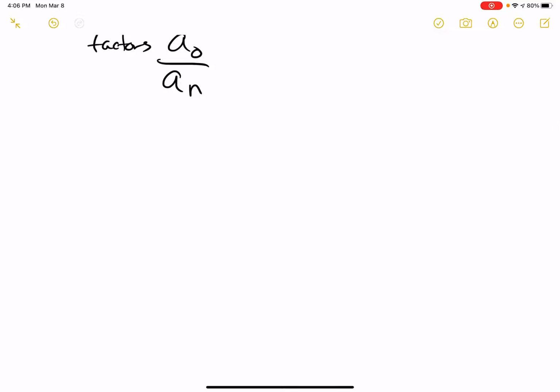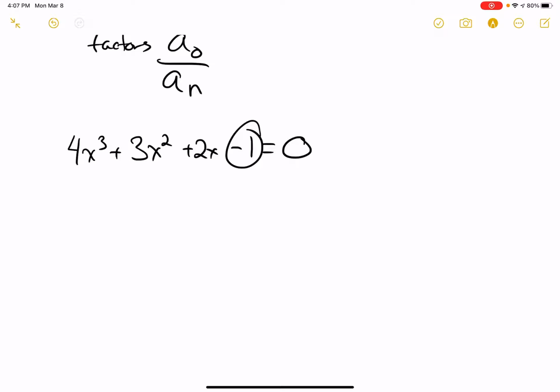So for example, let's say I had 3x squared plus 2x minus 1. And actually, let's add a 4x cubed in front. So we're working with a polynomial. I'm going to take all of the factors of my last term, which is the negative 1, and all the factors of my first term, which is going to be 4.